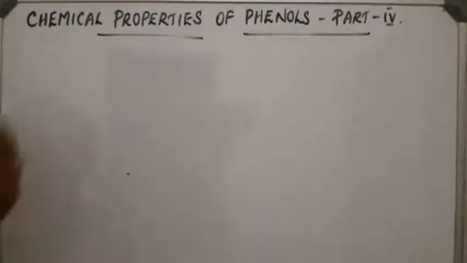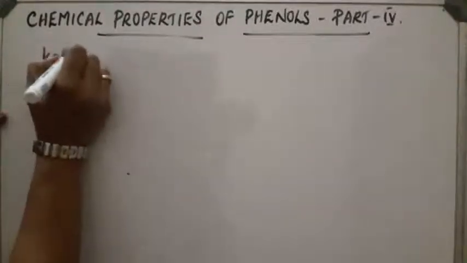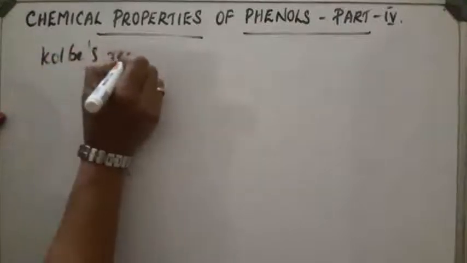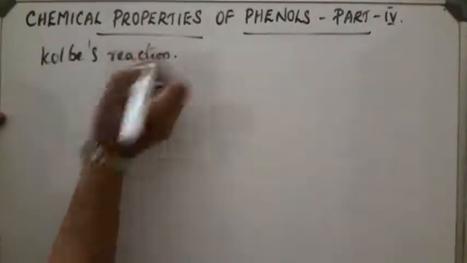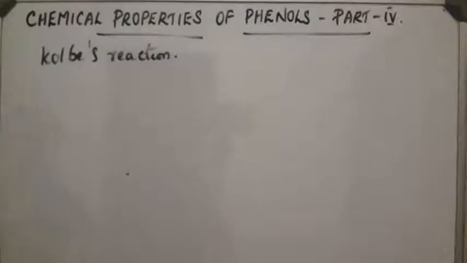Next reaction is Kolbe's reaction. Phenol on reaction with sodium hydroxide, phenoxide ion is generated. This is very reactive towards electrophilic substitution reaction. So even a very weak electrophile like carbon dioxide can react and form salicylic acid. In this reaction, phenol gets converted into salicylic acid.